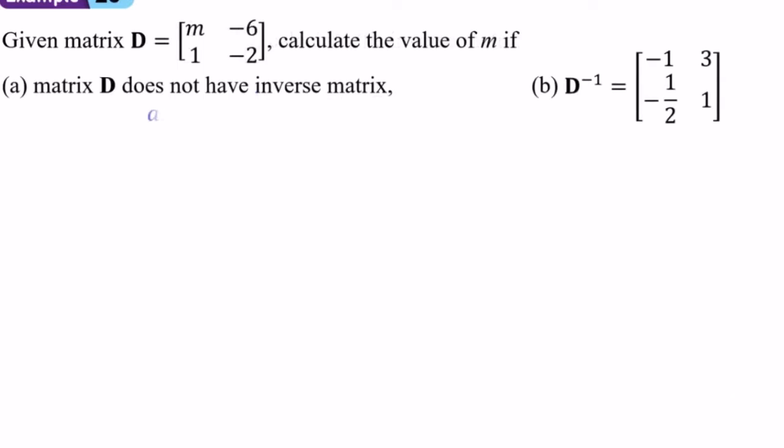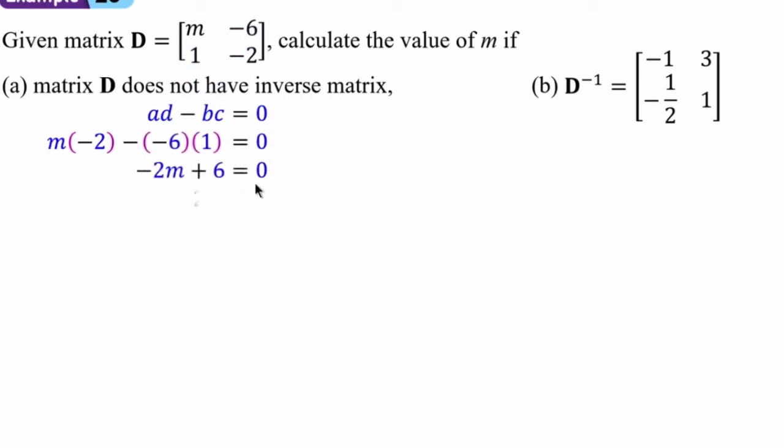So let's do matrix D. We have M, negative 6, 1, negative 2, and matrix D does not have an inverse, so we have to use AD minus BC equal to 0. So M times negative 2 minus negative 6 equals 0, so M is equal to 3. So when M equals 3, matrix D does not have an inverse matrix.